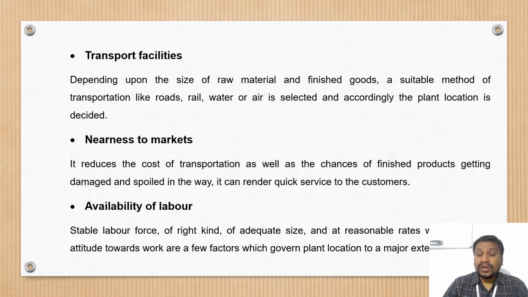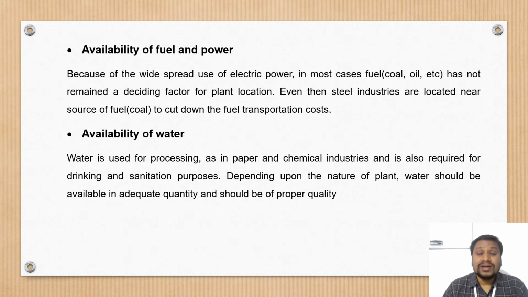Okay, so our next slide is the availability of fuel and power. It is another important factor that governs plant location. Because of the widespread use of electric power in most cases, fuel has not remained a deciding factor in plant location. Even then, steel industries are located near sources of fuel like coal to cut down the fuel transportation costs.